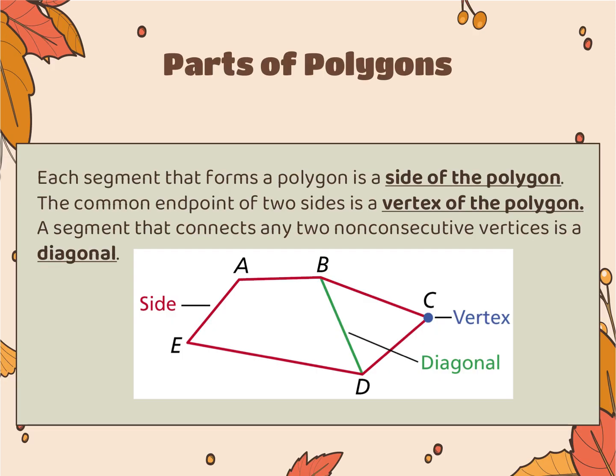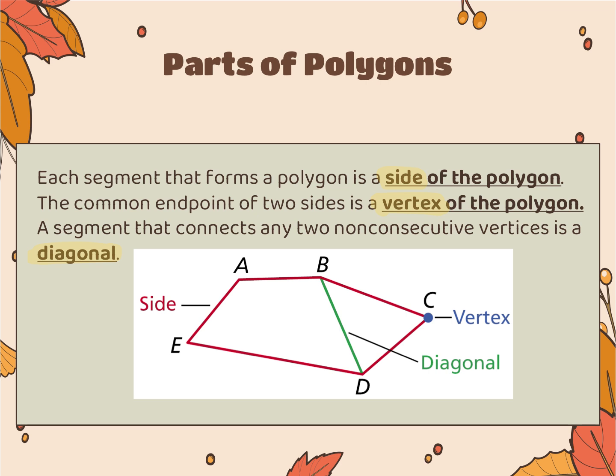All right, parts of polygons. We kind of already know what these things are. Each segment that forms a polygon is a side. We know what a side is. The common endpoint of two sides is a vertex. Again, we know what a vertex is. And the segment that connects any two non-consecutive vertices is called a diagonal. That's probably new, but we know what a diagonal line is.